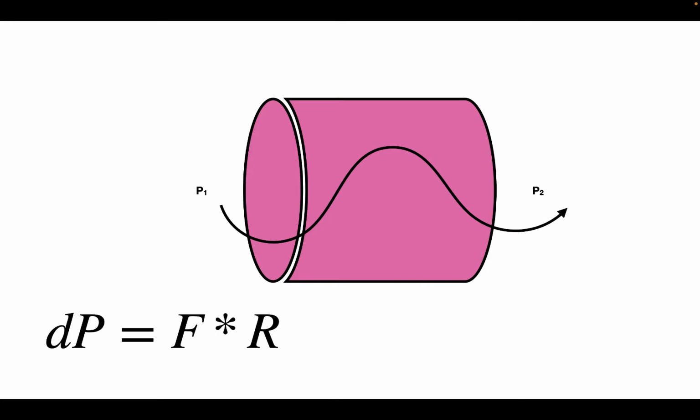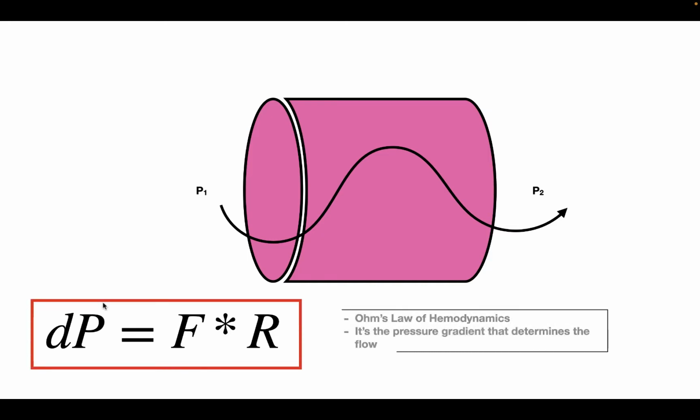So we can describe the amount of airflow by using Ohm's law of hemodynamics, which states that the difference in pressure is equal to the flow times the resistance. The key point here is that in order for a fluid to flow, whether it be a fluid like water or a fluid like air, you have to have a difference in pressure. If there's no difference in pressure, no net flow will occur. So this is Ohm's law of hemodynamics. It's the pressure gradient that's going to determine the flow.